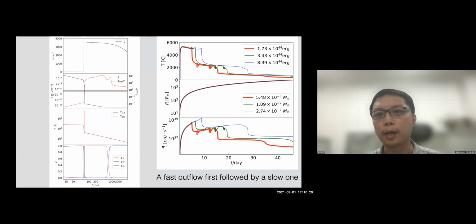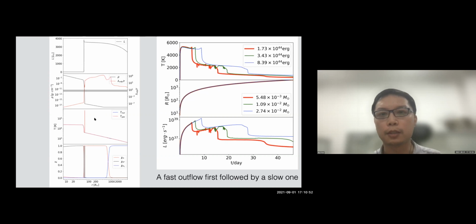You might wonder what will happen if we eject the first fast one first, followed by a slow one. The right panel shows the light curve of this event. We apologize that we don't have time to run high resolution simulations of the red and the blue line, but the blue line shows a high resolution one, while the green and the yellow ones don't have that much resolution, so they have some numerical error. But we can improve the resolution later.